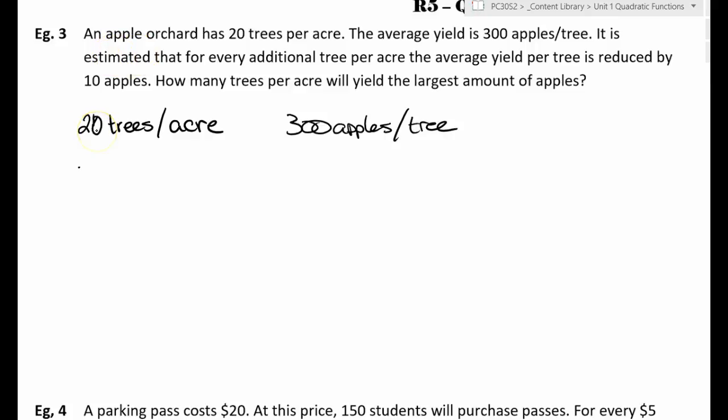So to figure out how many apples altogether in our set scenario, we've got 20 trees per acre and 300 apples per tree. So that would end up giving us 20 times 300 equals 6,000 apples per acre. And we did that by multiplying.